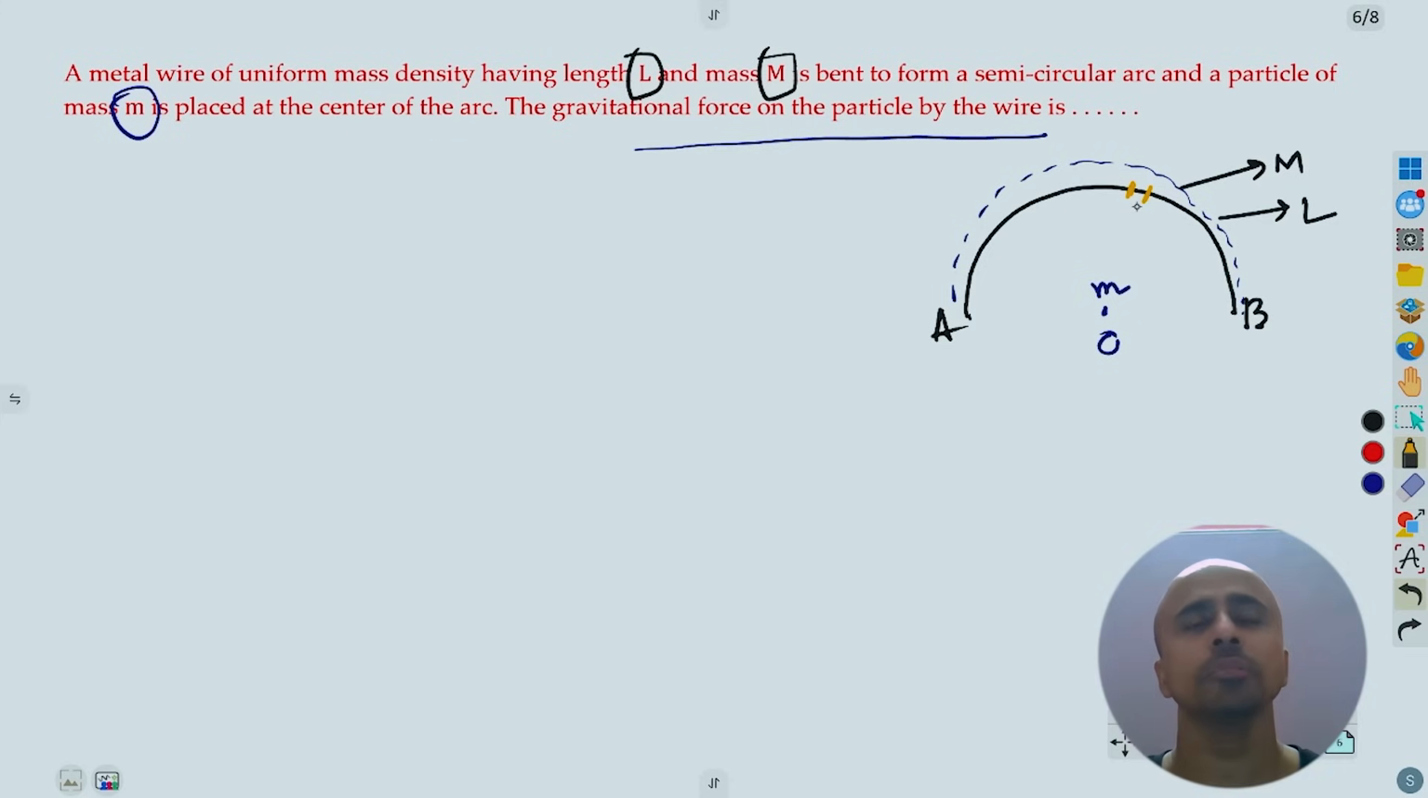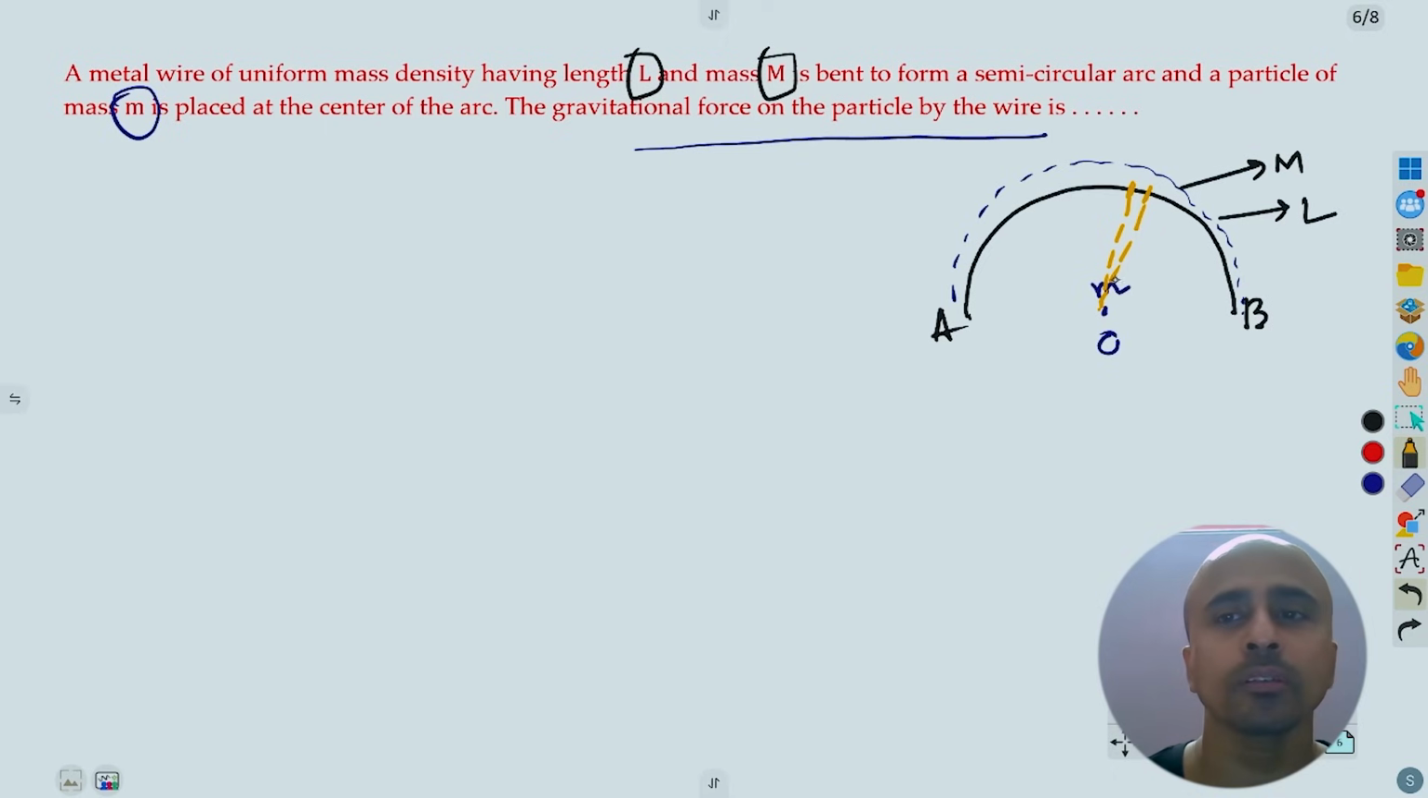Why we need calculus? Because our idea is we will take a very small segment, infinitesimally small, and we will compute the gravitational force of that small segment towards this end. Do you understand what I am saying? I am taking a very small length here, infinitesimally small. Then we will compute the gravitational force due to this small segment upon this M.